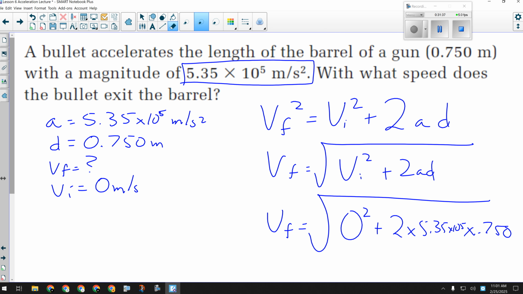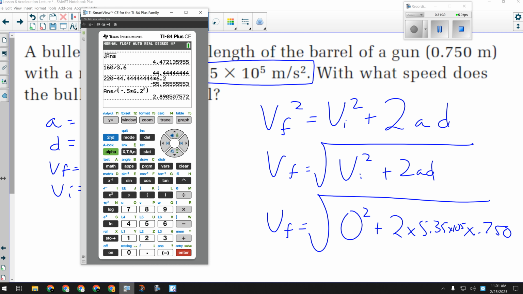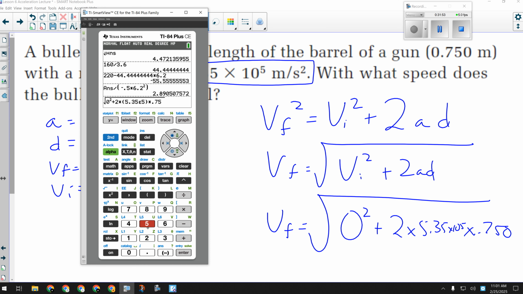So when we punch all that in, I go square root of 0 squared. I wouldn't really have to enter that, but I will, plus 2 times 5.35 E5, times 0.75. So the bullet leaves the muzzle or the barrel of the gun at 896 meters per second.